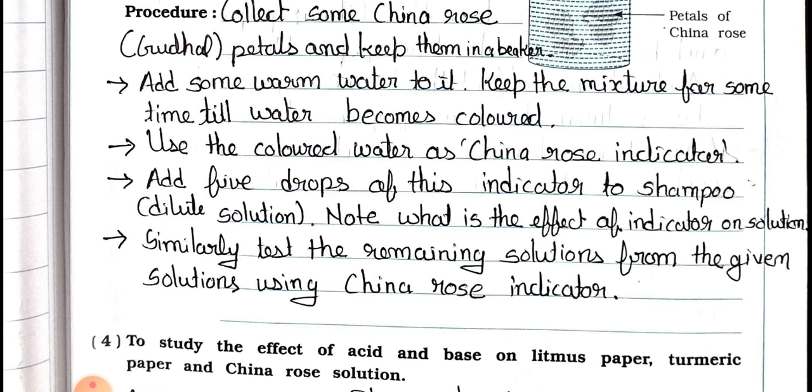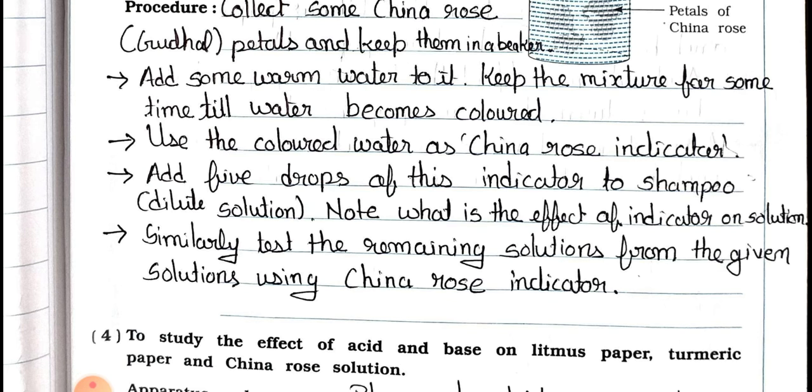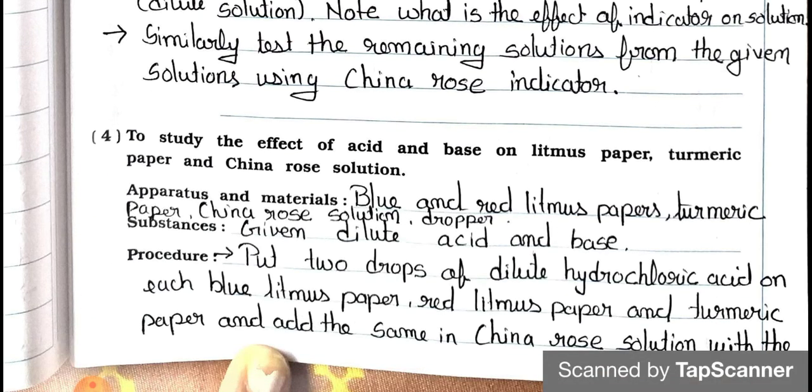Add 5 drops of this indicator to the diluted shampoo solution. Note what the effect of the indicator on the solution is. Similarly, test the remaining solutions from the given solutions using China rose indicator. Now see the fourth one.